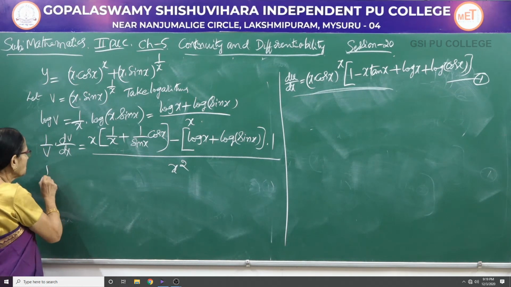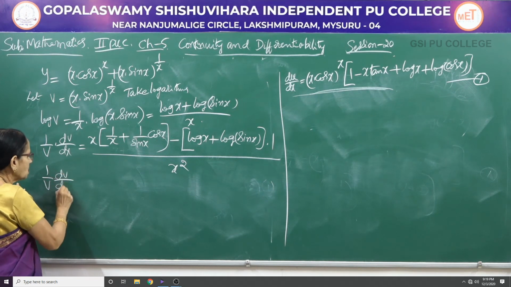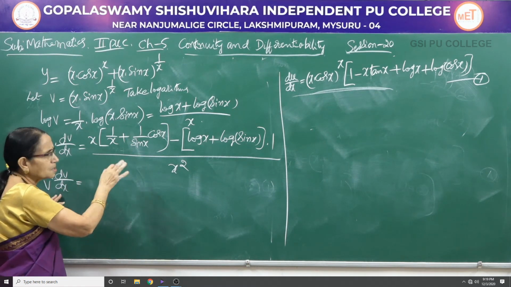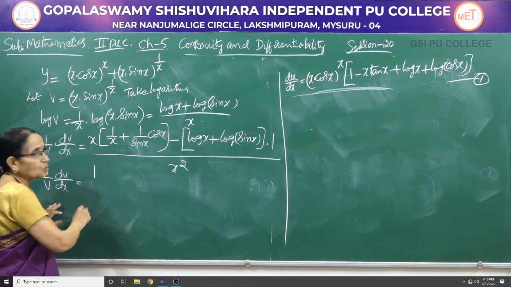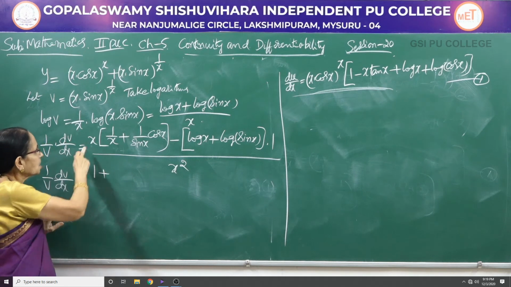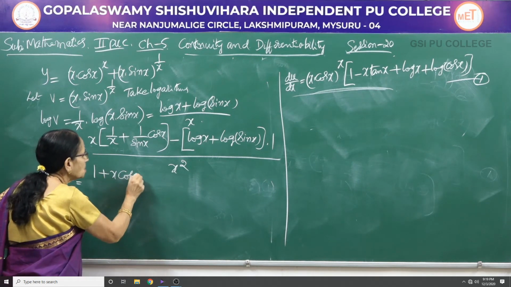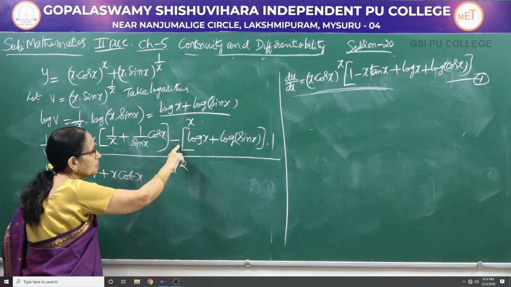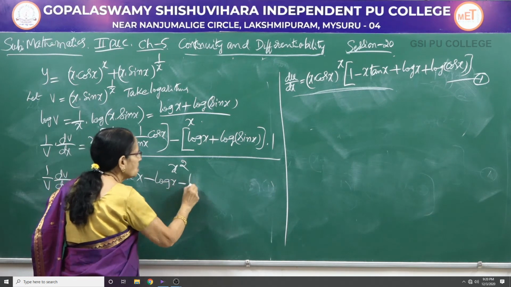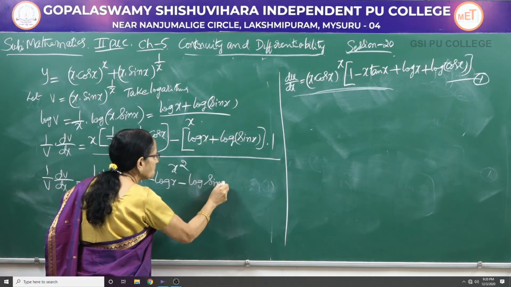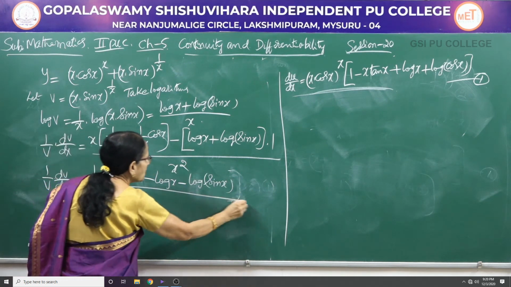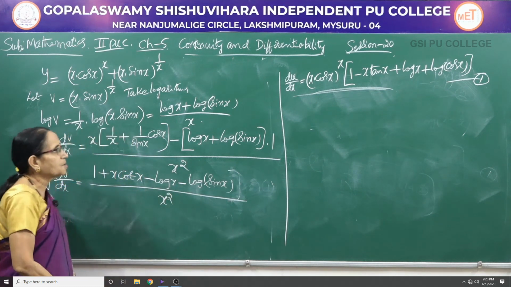Now, 1 by v into dv by dx would be equal to, let me multiply these terms, then it is a little bit better. x into 1 by x is 1 because x gets cancelled, plus cos x by sin x, as you know, is cot x, into x, that is x into cot x. Now, both these should be multiplied by the minus sign. It is minus log x minus log of sin x, whole thing divided by the square of this number, that is x square.